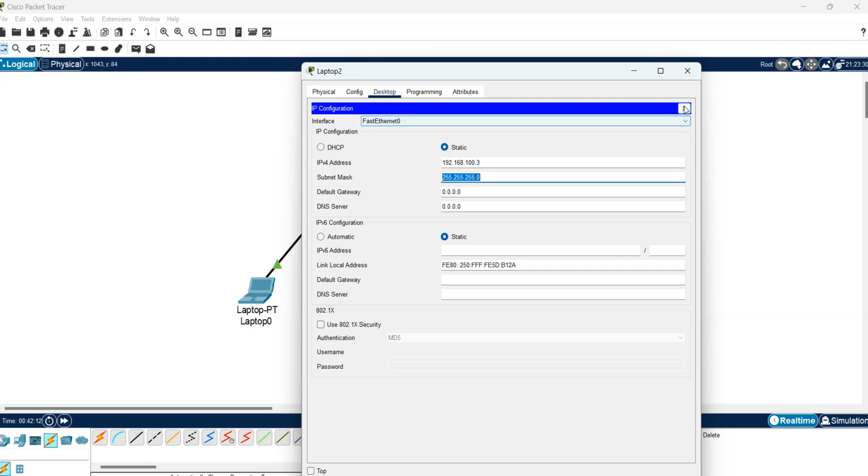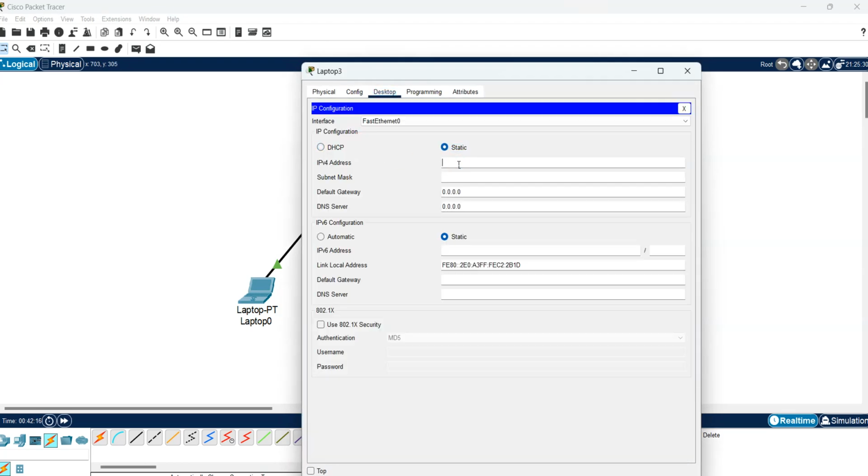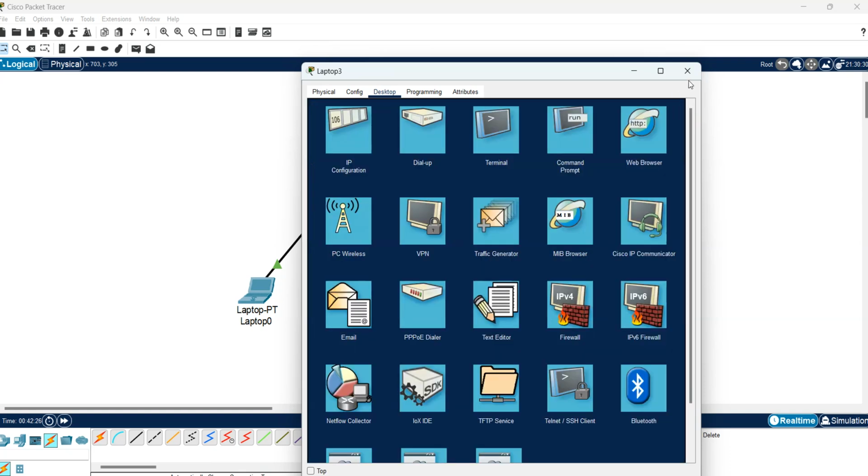192.168.100.3 and 192.168.100.4. See that? So 1, 2, 3, and 4. So those are the numbers that I'm actually assigning. So I have 4 hosts.